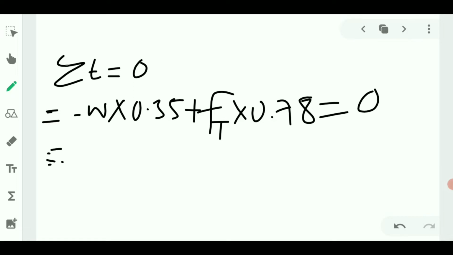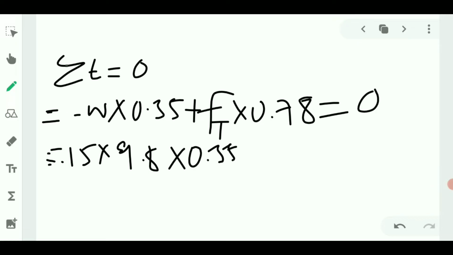So this will be 15 times 9.8, multiplied by the distance 0.35, and in short, we're solving for ft. So this other side will be 0.78 ft, and that should equal 0.